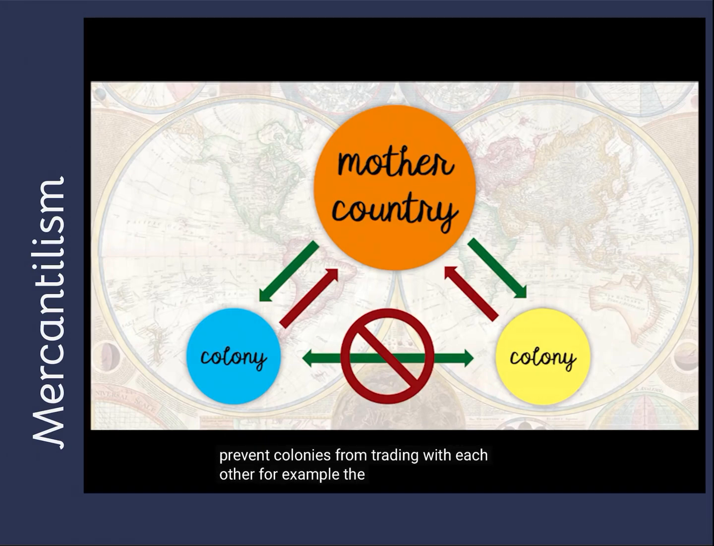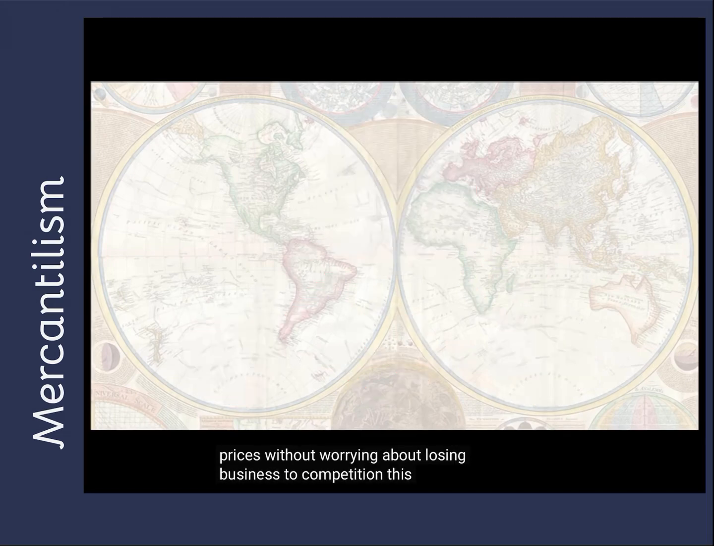For example, the Navigation Act said that imports and exports from British colonies had to be transported on British ships. This gave Britain a monopoly on trade and allowed British merchants to keep high prices without worrying about losing business to competition. This brings up another point about mercantilism.